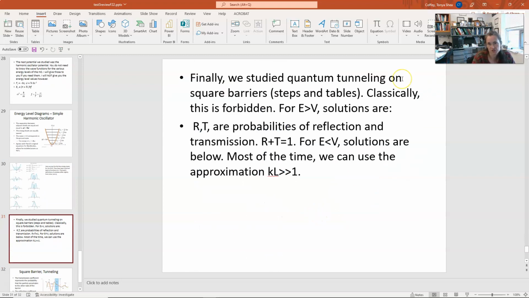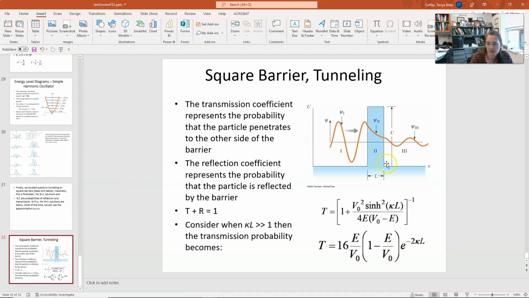And the last potential that we studied was quantum tunneling on square barriers. Now, classically, of course, as we discussed for the finite square well, this is forbidden. It doesn't happen. But it does in reality, and I have a scanning tunneling microscope just down the hall that proves it. What we solved for quantum tunneling was the probability of reflection and transmission through this square boxcar potential energy. So let's look at this function.